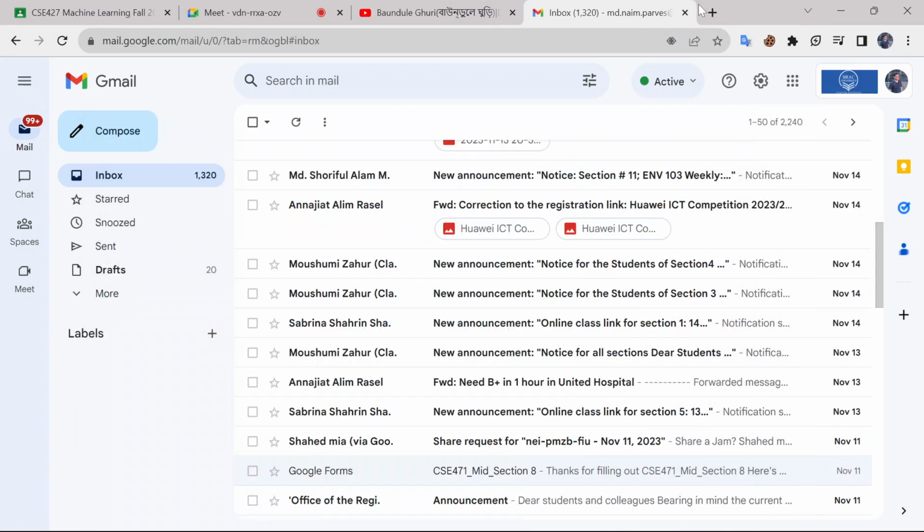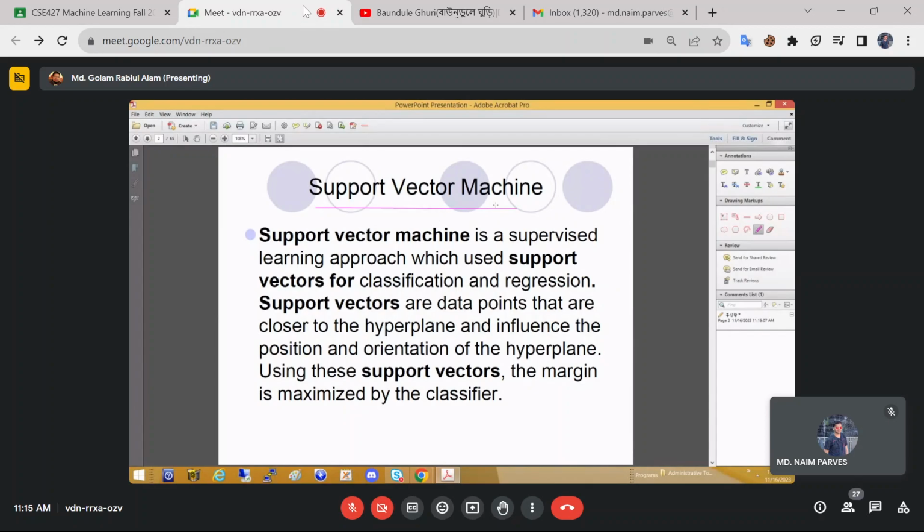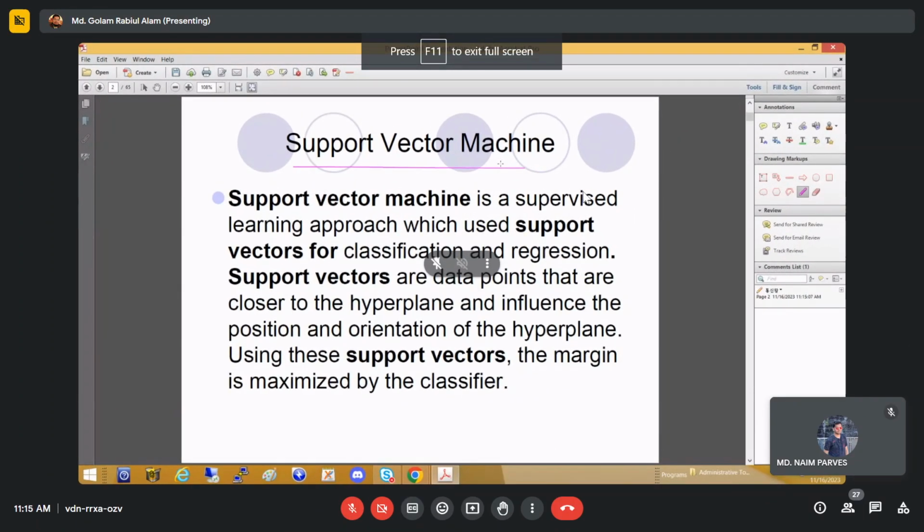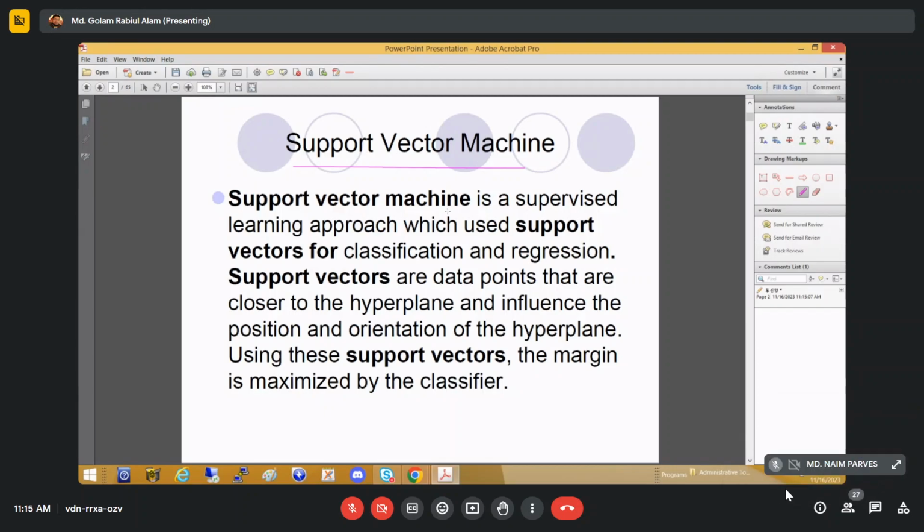And it's also two types, linear and non-linear. So that means this learning algorithm we can apply in linear models and also as a non-linear model. If we want to define support vector machine, then we have to say that support vector machine is a supervised learning approach which uses support vectors for classification and regression. So that means support vectors we can use for classification and also for regression.